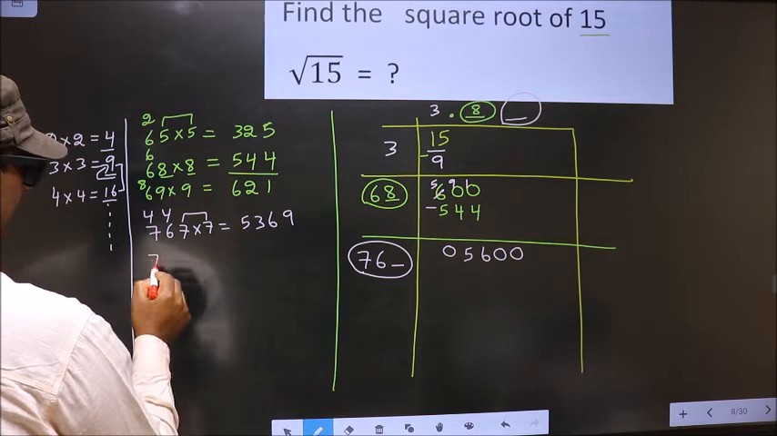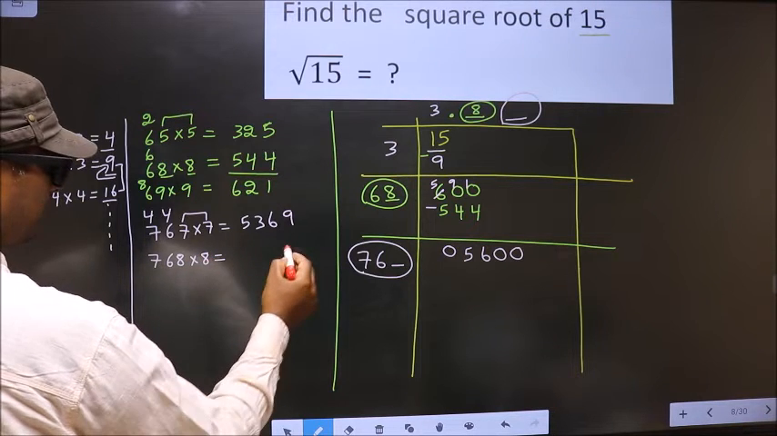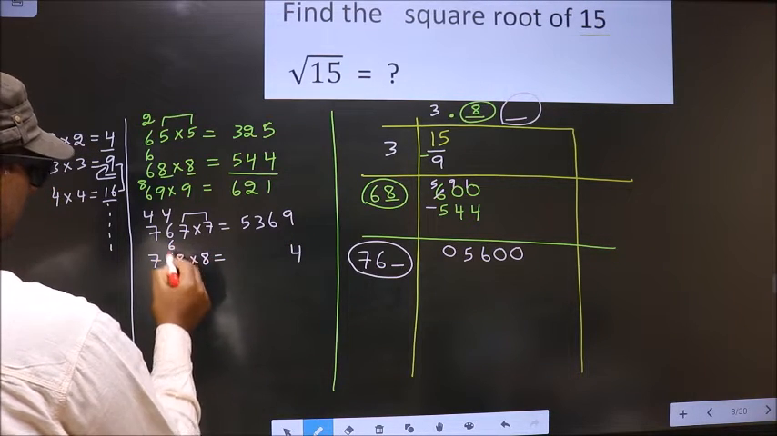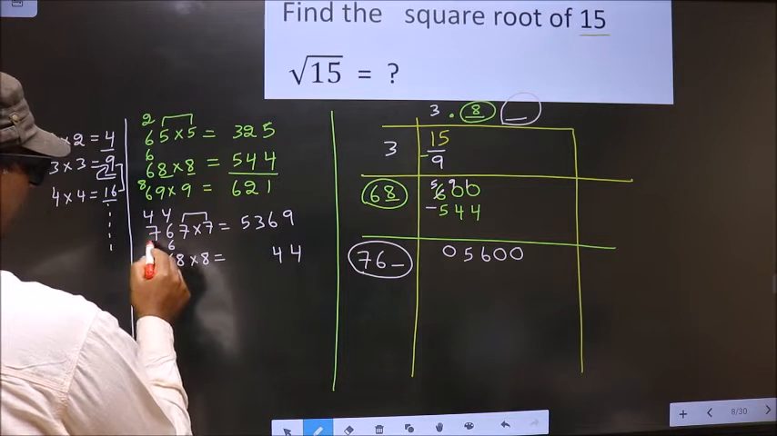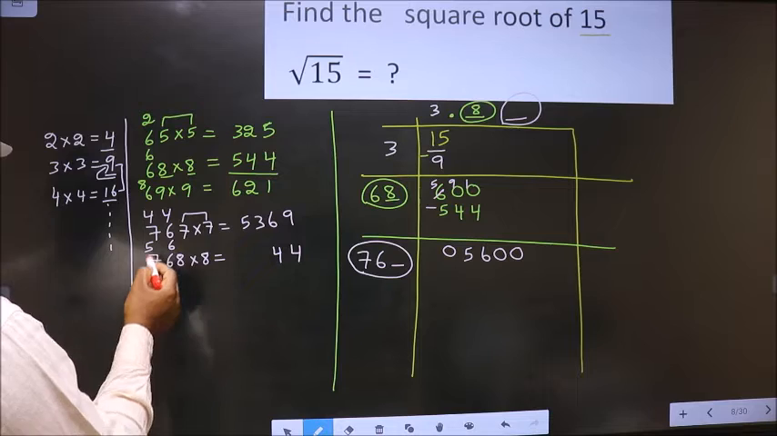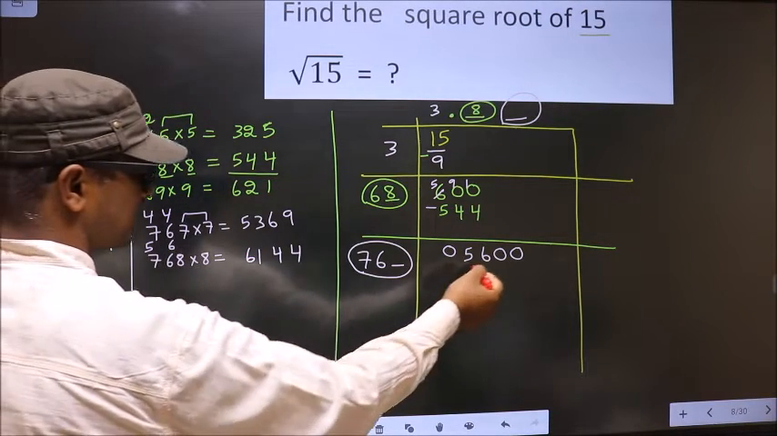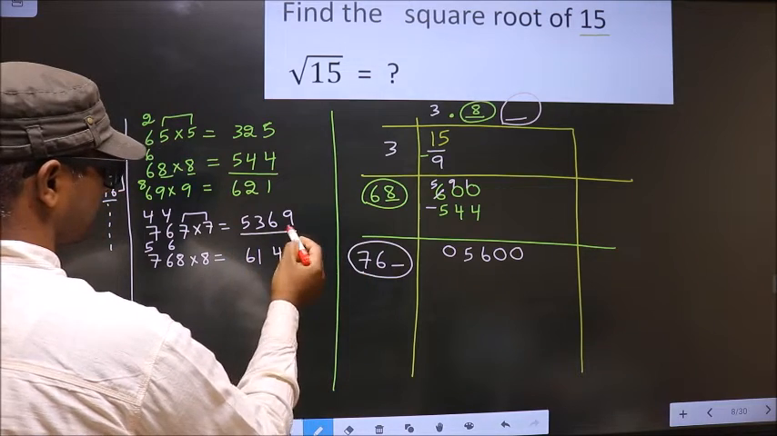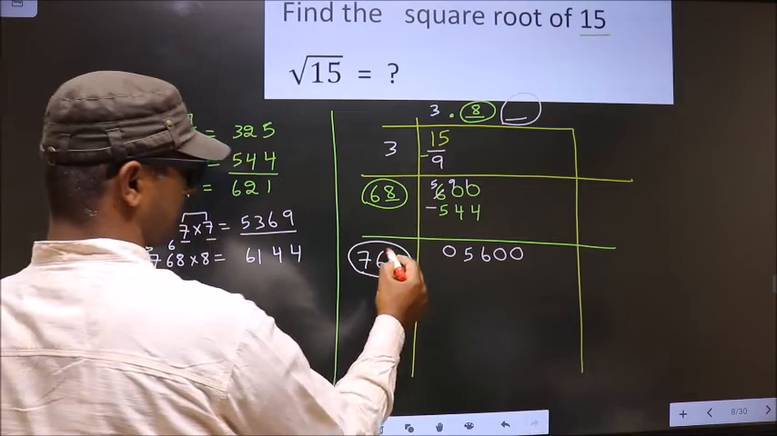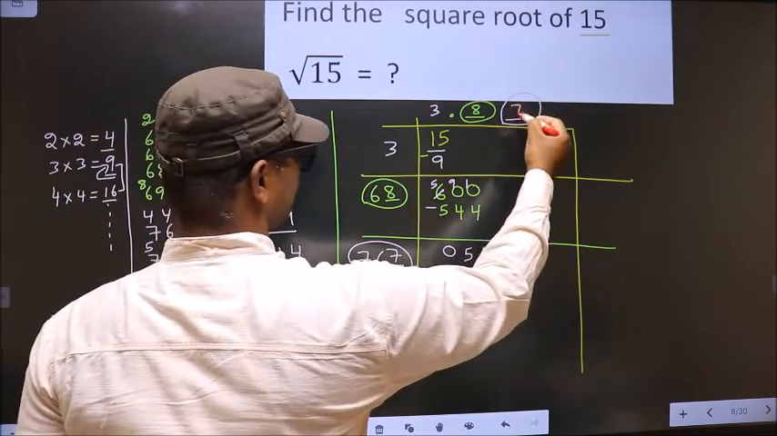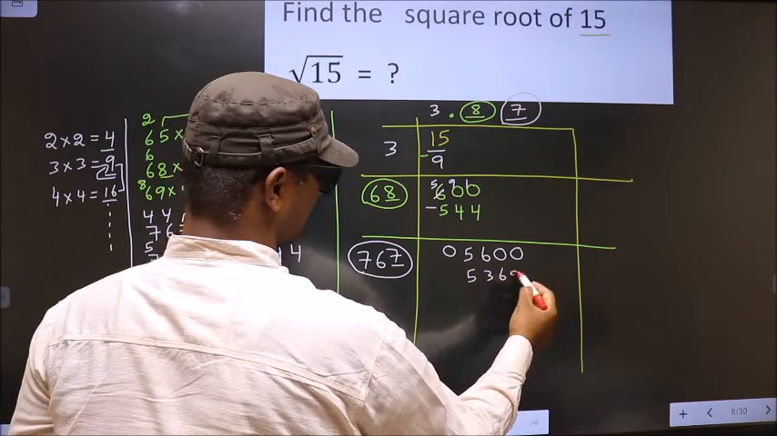What if we take 8? 768 into 8. 8 into 8, 64. 8 into 6, 48, plus 6, 54. 8 sevens, 56, plus 5, 61. So this is exceeding this. So we should take the number for 7. So you take 7 here, and here 5369.